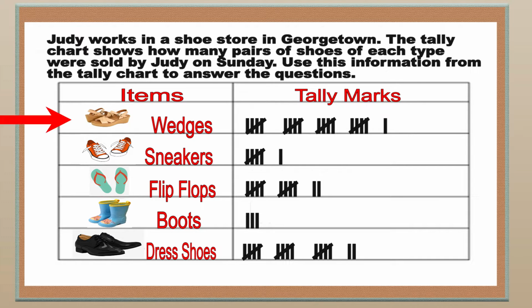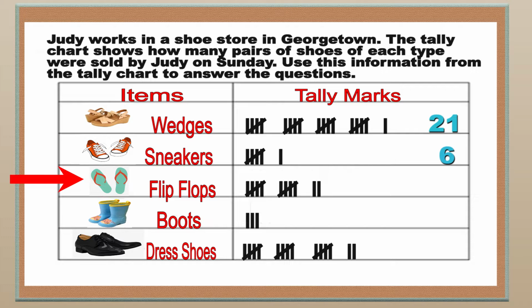We're going to begin with the wedges, the first type of shoe. Now, tally marks are easy to count in groups of 5. So instead of counting 1, 2, 3, 4, 5, we're going to count in groups of 5, okay? So the total number of wedges is 5, 10, 15, 20, and 1, 21. Very good. Now the total number of sneakers is 5 and 1, which is 6.